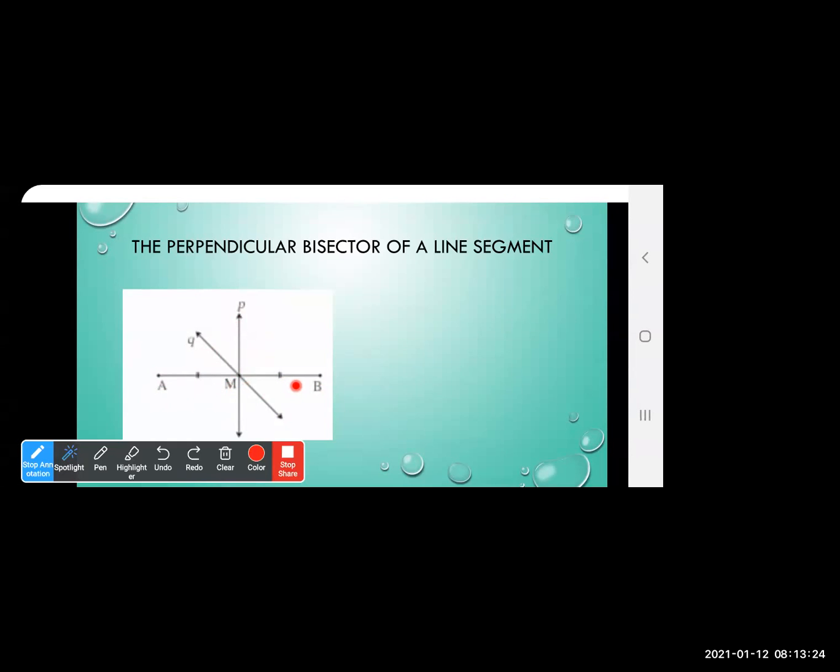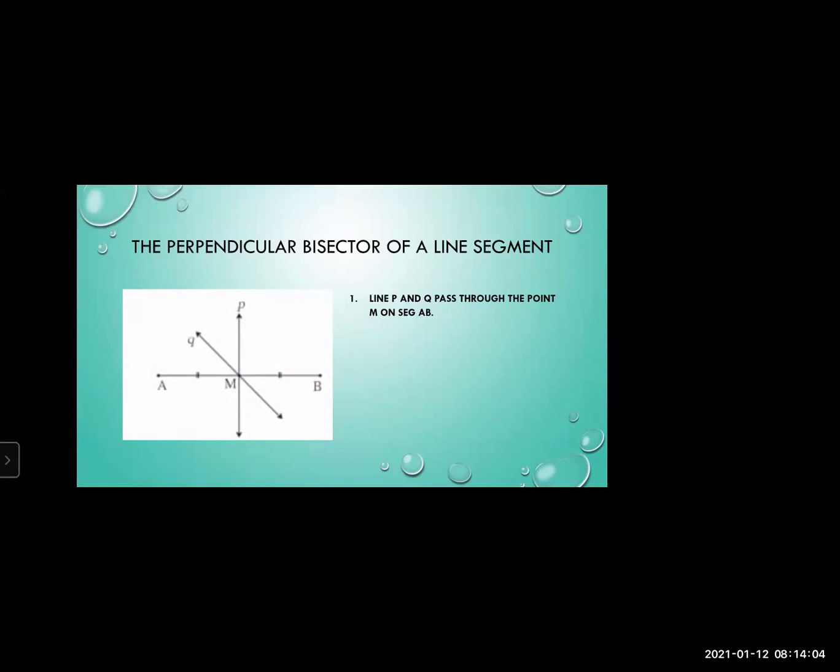But tell me, which line can I say is a perpendicular bisector? Here we can say that Q is only a bisector of the line AB. But I can say that P is the perpendicular bisector of the line AB. But how? Because it divides AB into two equal parts. That is the first one. And the second one is that it intersects the line AB at right angle, at 90 degree.